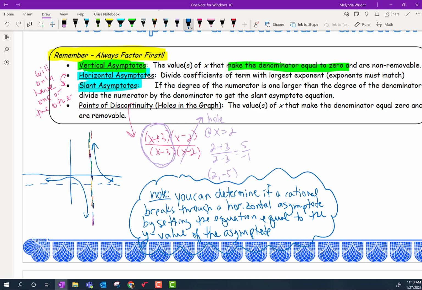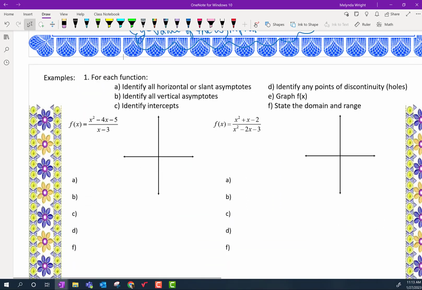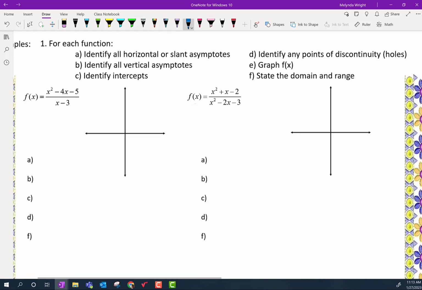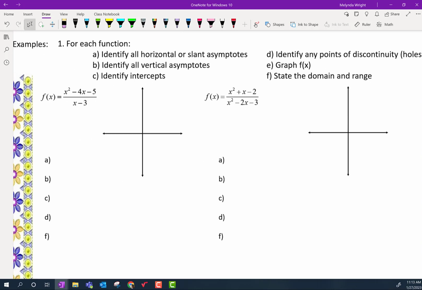All right, so let's navigate to our page of examples. We've got 2 examples to work through today. And we have several things to do. They want us to identify all the horizontal or slant asymptotes in part A, identify the vertical asymptotes in part B, find the intercepts, find holes or points of discontinuity, graph, and domain and range. So we've got several things to do with each of these problems.